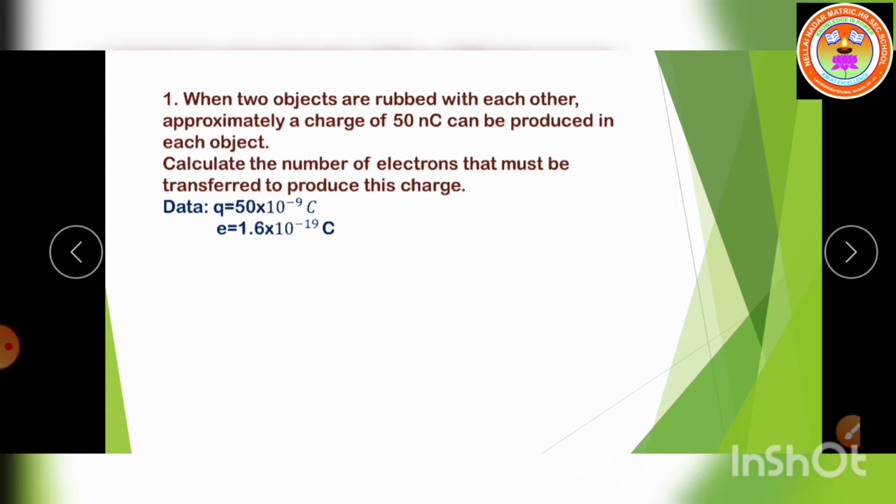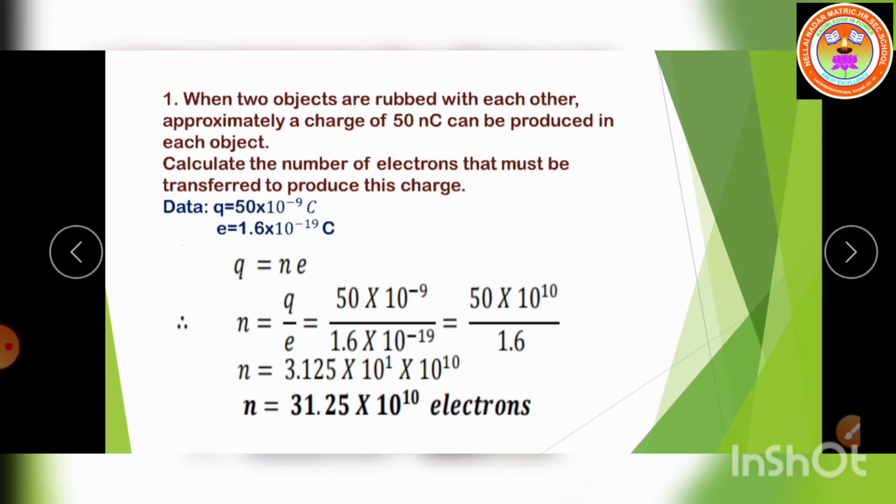coulomb. Now what did they ask to calculate? Calculate the number of electrons that must be transferred to produce this charge. So you know that to calculate the number of electrons, we use the formula Q is equal to Ne. So from this, N is equal to Q by e. e, you already know, is the constant value 1.6 into 10 power minus 19 coulomb.